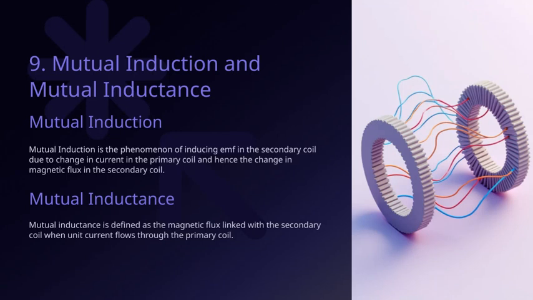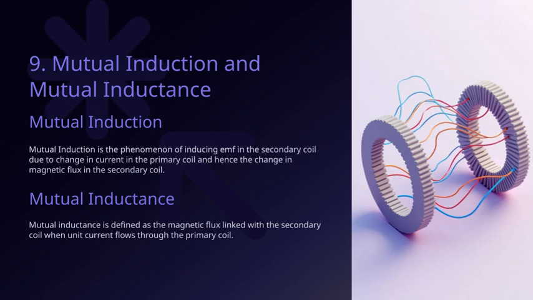Now, let's look at mutual inductance. It is defined as the magnetic flux linked with the secondary coil when a unit current flows through the primary coil. Essentially, it measures how effectively the primary coil can induce a magnetic flux in the secondary coil. Mutual induction, on the other hand, is the phenomenon where an electromotive force, or EMF, is induced in the secondary coil due to a change in current in the primary coil.